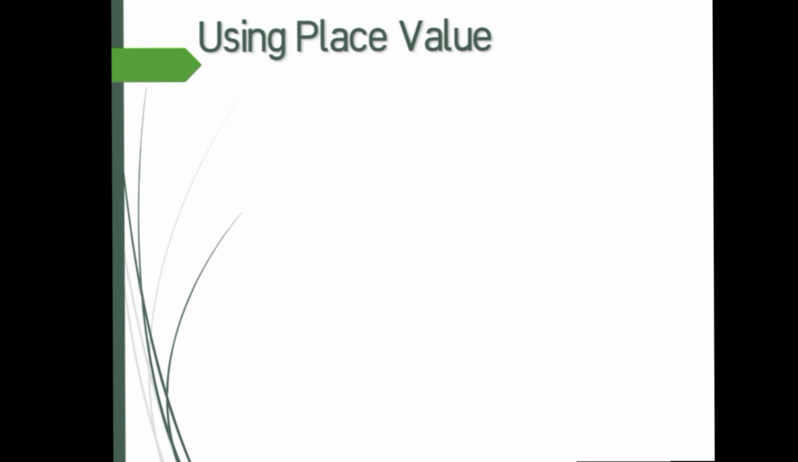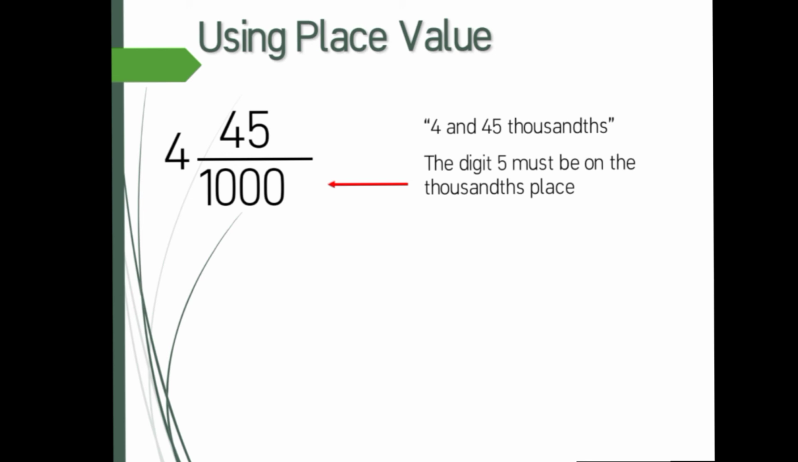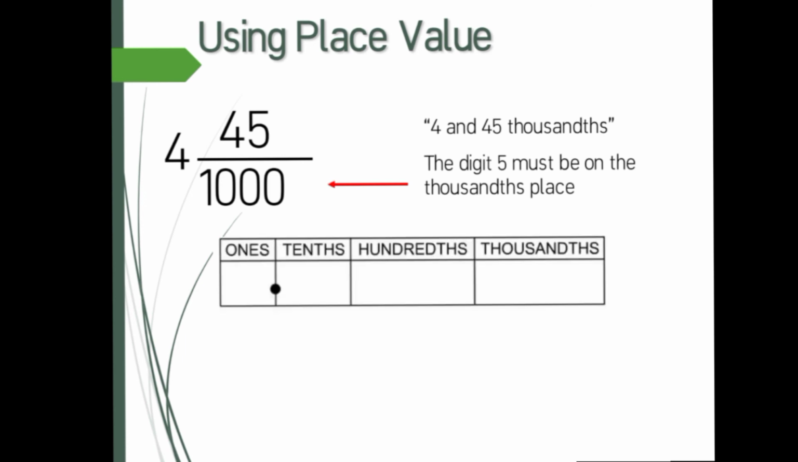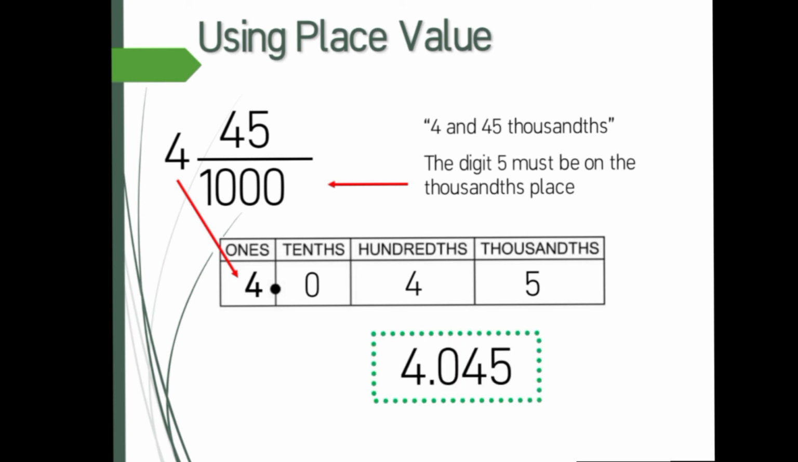So, ngayon gagamit naman tayo ng place value. 4 and 45 over 1,000. So, pag binasa siya, 4 and 45 thousandths. So, si digit na 5, dapat nasa thousandths place. Kasi sabi 45 thousandths. So, si 5 dapat nasa thousandths and then si 4 nasa hundredths. Since dalawa lang yung digit na yan, dagdagan natin si tenths, gawin natin 0 kasi walang binigay para sa tenths place. And then si 4 na whole number, dun siya sa ones. So, ang decimal number dyan will be 4.045 or 4 and 45 thousandths.